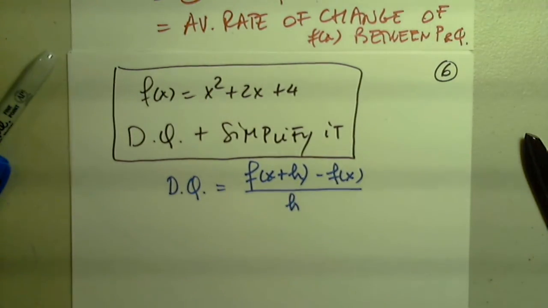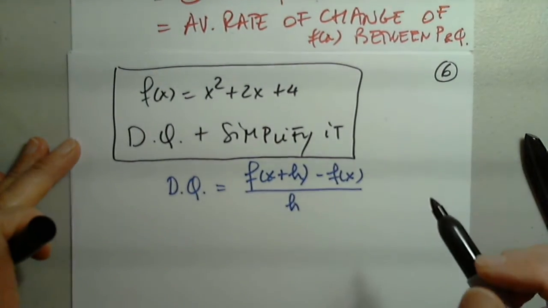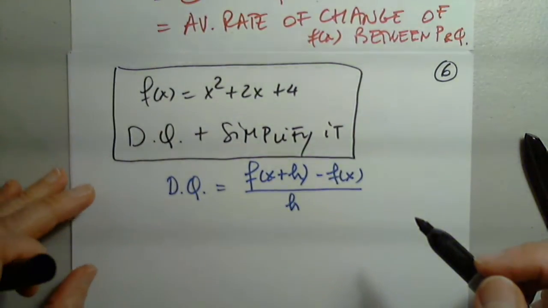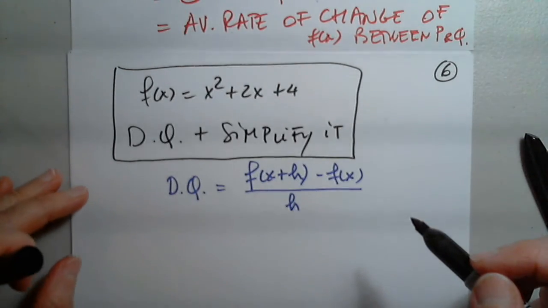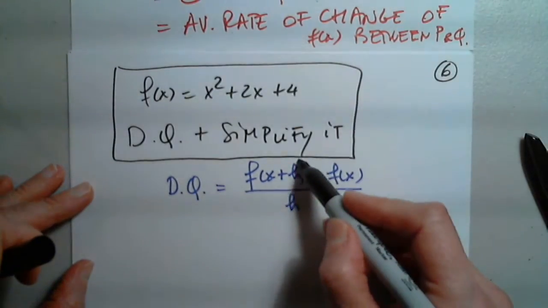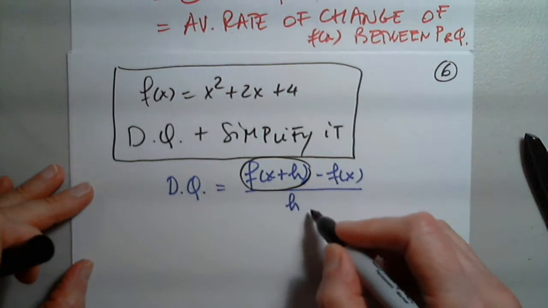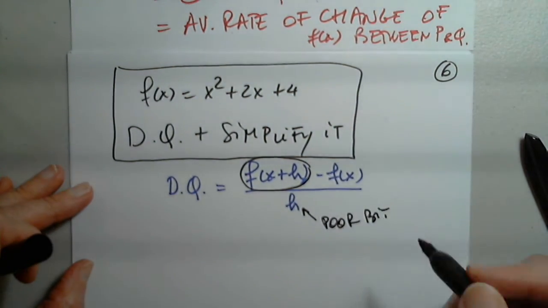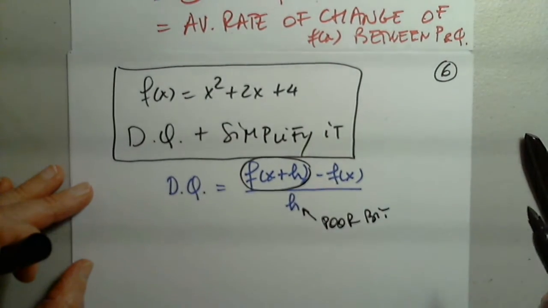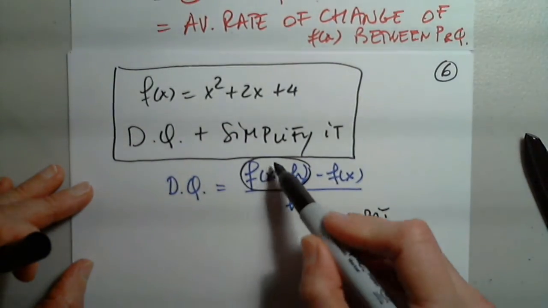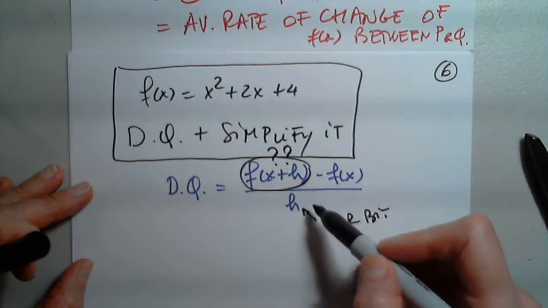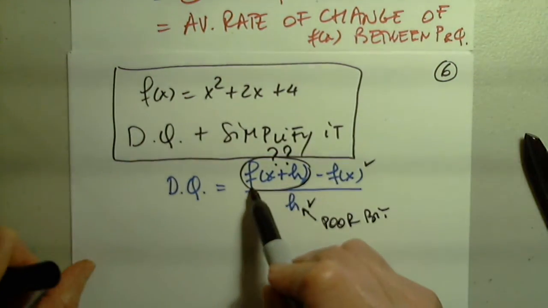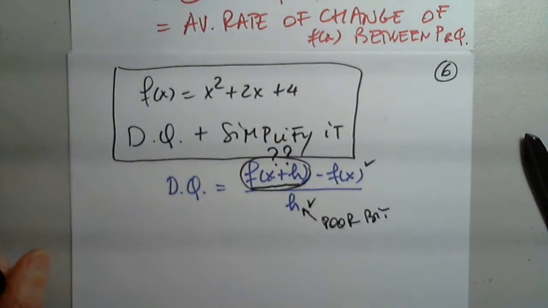Okay, now which of these 3 pieces do I not have? F of x plus h. Right. This is the only piece I don't have. The f of x I have, and the h, nothing, no one can change those. This is the only one that I do not have. So this is my starting point.